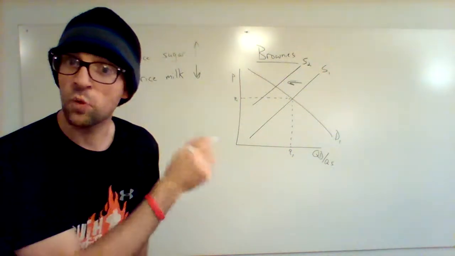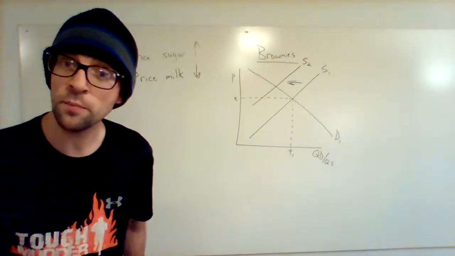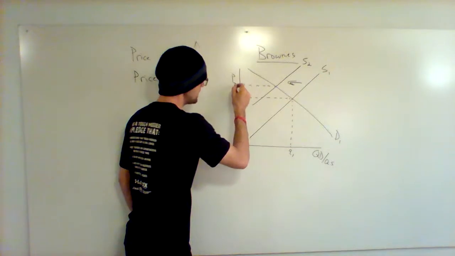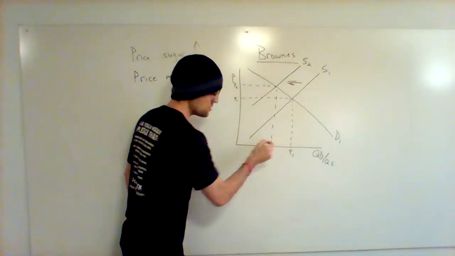I label it S1, S2. Going to the left, I get a new equilibrium point. So I'm going to label my new price P2, my new quantity Q2.